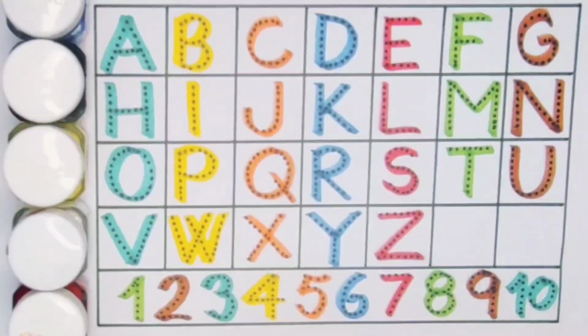zoo. Now the numbers counting. Number 1, number 2, number 3, number 4, number 5, number 6, number 7, number 8, number 9, 1, 0, 10.